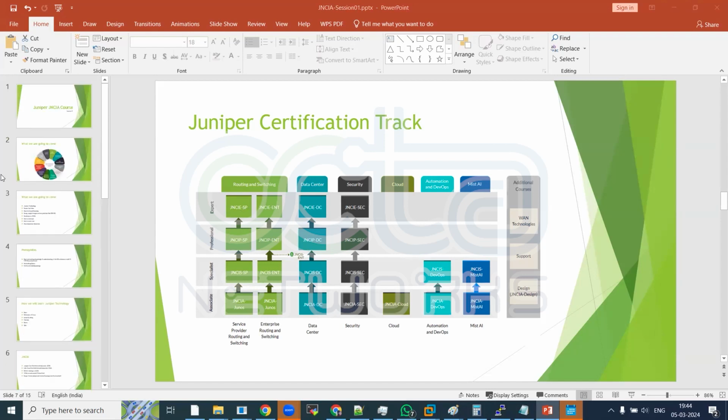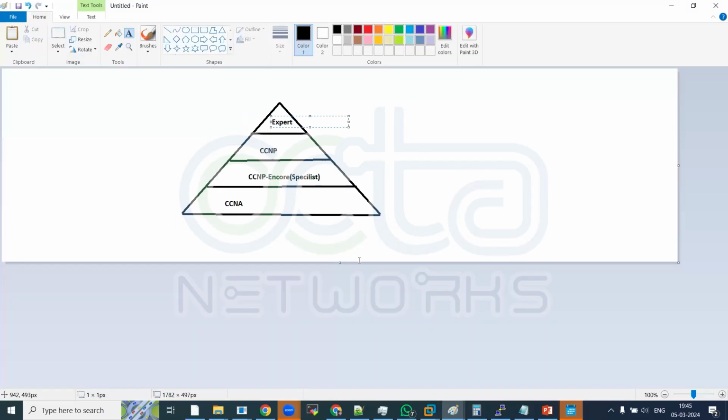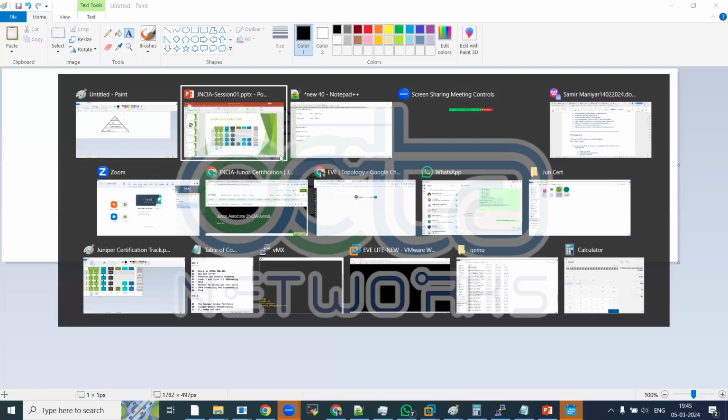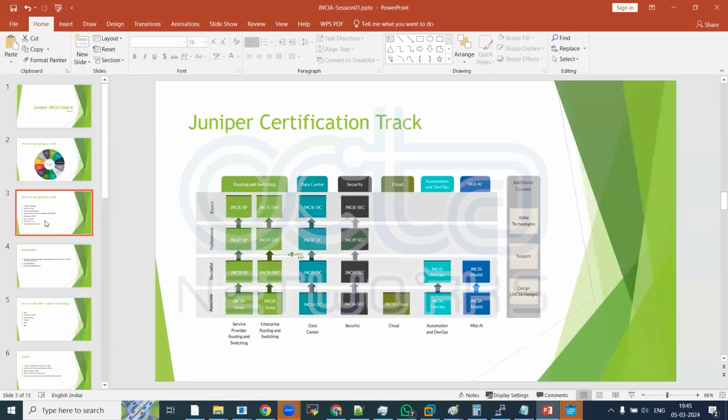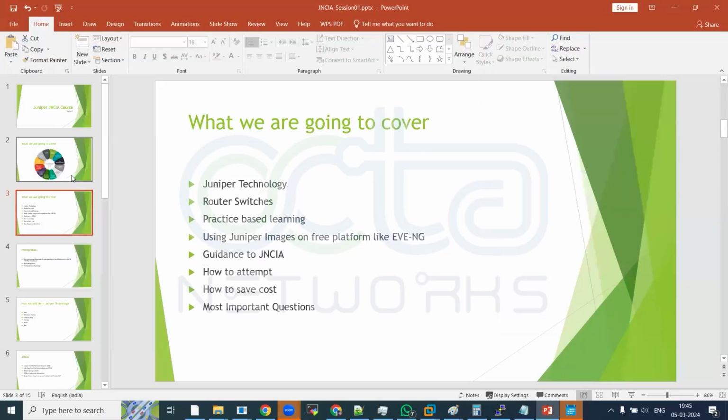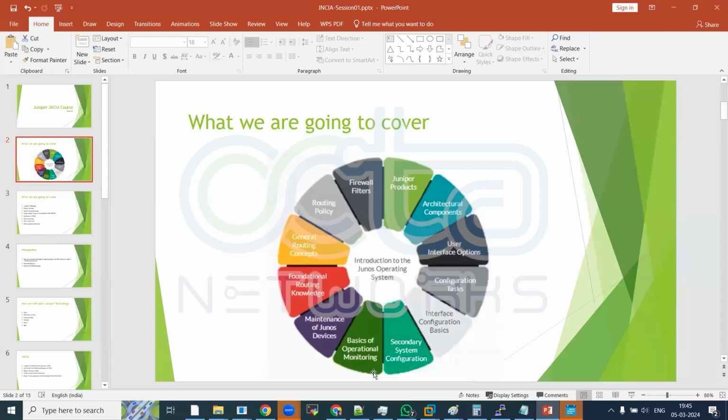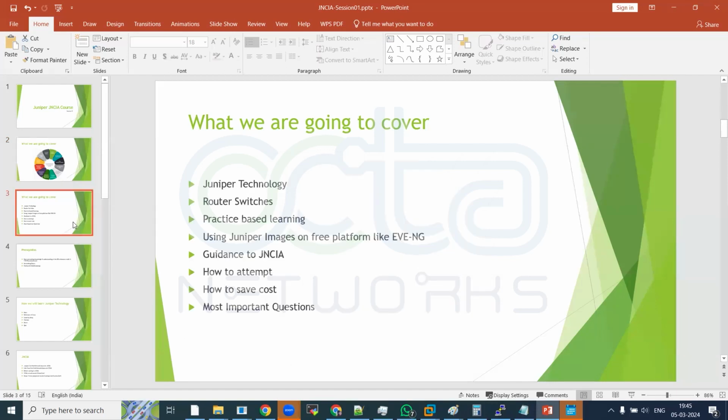Clear, guys? Yes. So the levels of Samir certification. Good. So let's see how we are going to, what we are going to cover. These topics are there. These topics will dig deep when we move ahead, session by session, right?